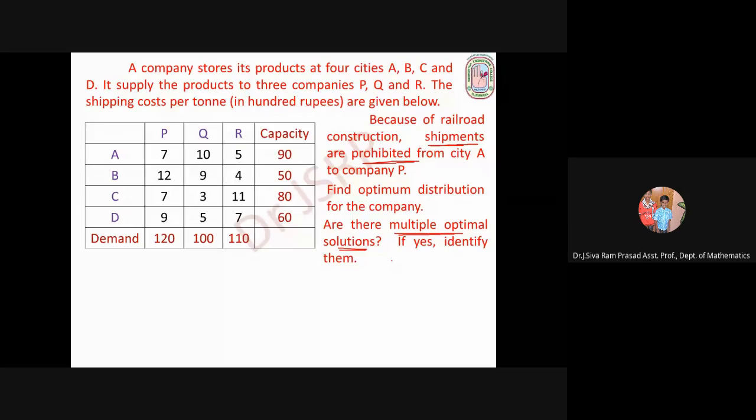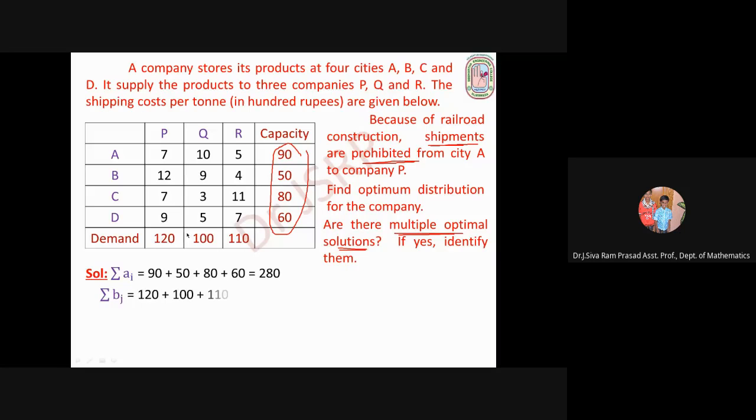Okay. So as usual, to solve the problem, first verify whether the problem is balanced or unbalanced. First find the sum of available amounts, sigma ai equal. So sum of all these available amounts. So 90 plus 50 plus 80 plus 60, that is 280. Next, sum of required amounts. So sum of these 3 amounts, 120 plus 100 plus 110, that is 330.